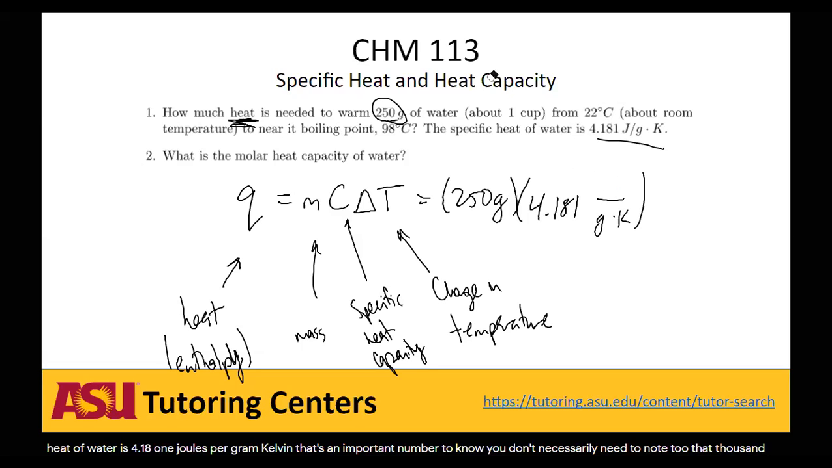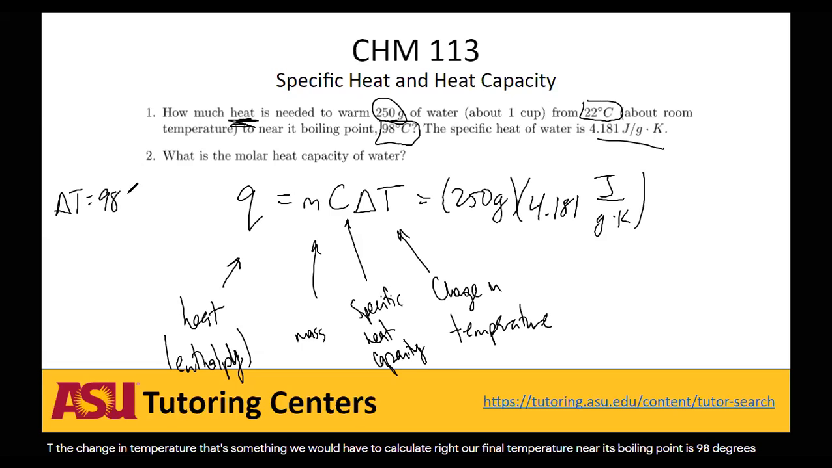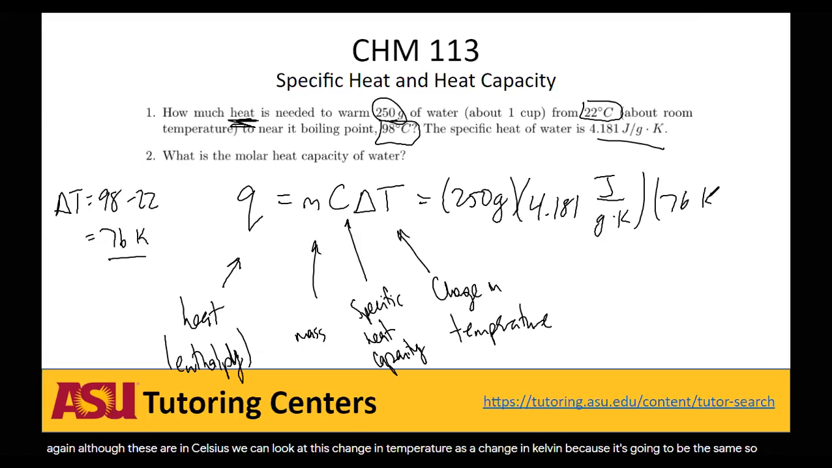And then the delta T, the change in temperature, that's something we would have to calculate. Our final temperature near its boiling point is 98 degrees Celsius, whereas our initial temperature was 22. So that change in temperature would be 98 minus 22, which comes out to 76. And again, although these are in Celsius, we can look at this as a change in Kelvin, because it's going to be the same. So delta T is 76 Kelvin.